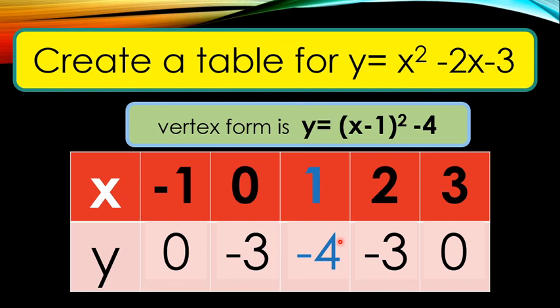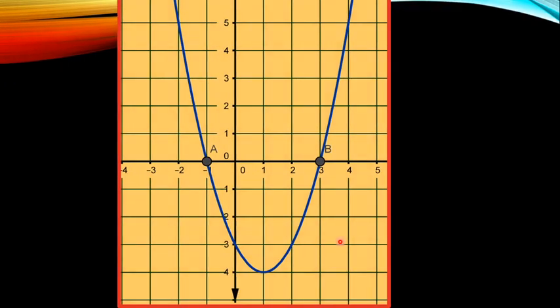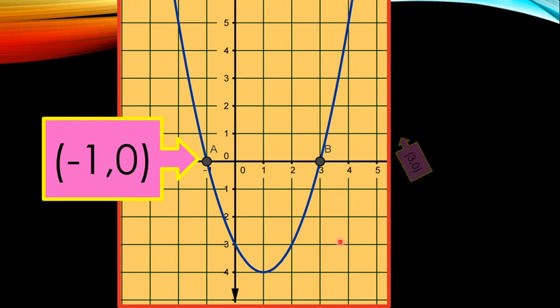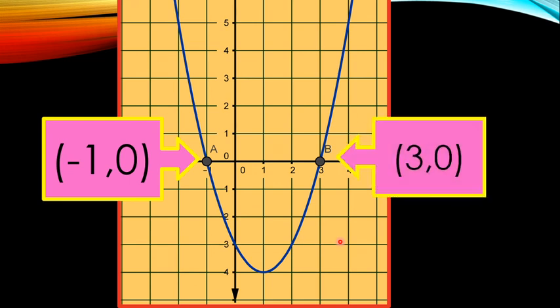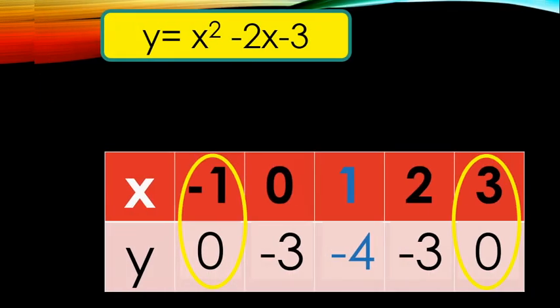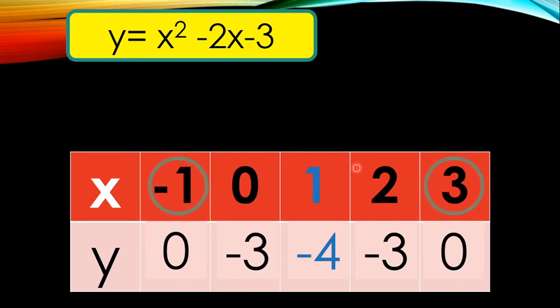Therefore, if we are going to graph this table, we are going to arrive to this graph. This is negative 1, comma 0. And 3, comma 0. Therefore, if our given is a table, look for the value of x where y became 0. Or if you're going to graph, look for the point that touches the x-axis. That is called the x-intercept. X-intercept is also called the zero of quadratic function. Therefore, our answer is negative 1 and 3. Okay, in our table, we have negative 1 and positive 3. This is the easiest way to identify the zero of quadratic function.